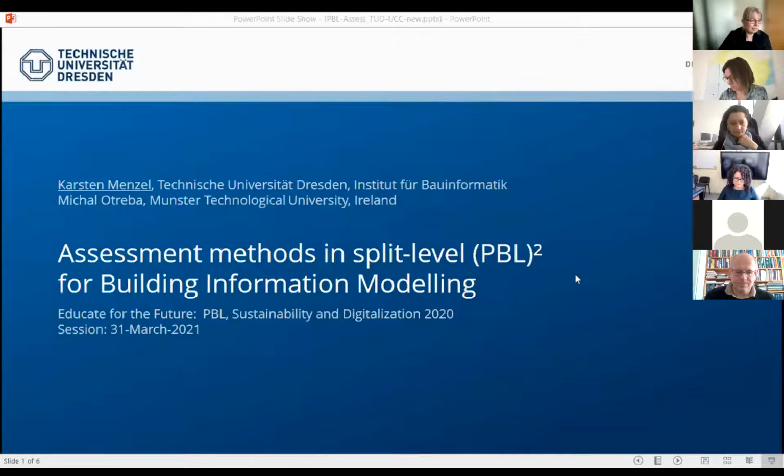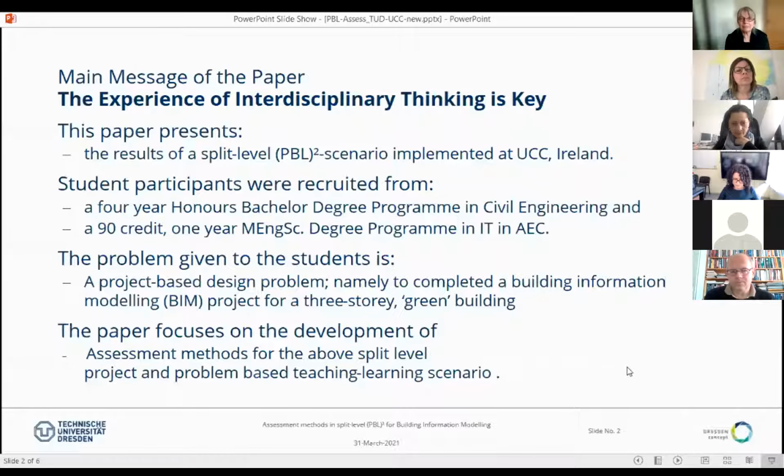I'm presenting a paper about assessment methods in split level, which means project and problem-based learning scenarios, with an emphasis on building information modeling. The paper was co-authored by Dr. Michael Otreba from Munster Technological University. In our paper, we present this split level scenario, which was implemented at University College Cork, Michael's and my previous employer.